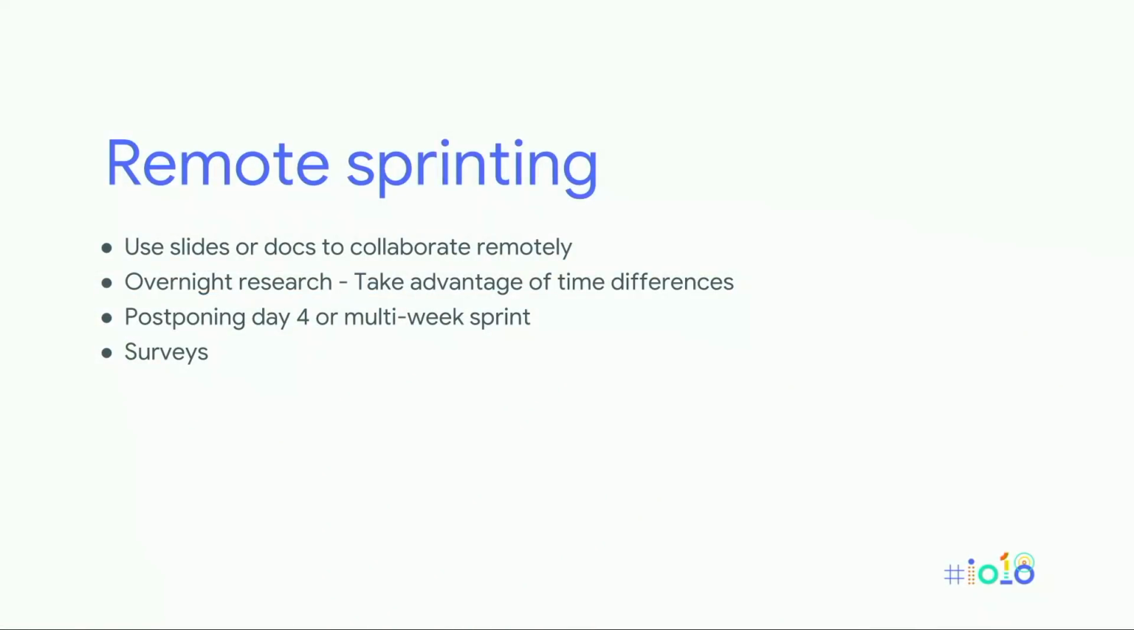Now, what if you just can't bring your users to you at all and you can't go to them? What do we do then? So that's when remote sprinting comes in. And we'll be honest with you, this has not been very successful, and we don't highly recommend it, but sometimes it's unavoidable. Your users are far away, you can't go to them, so you can use things like slides or docs to collaborate remotely. You can use Google Forms and send out a survey and get your users to take a survey to get insights.